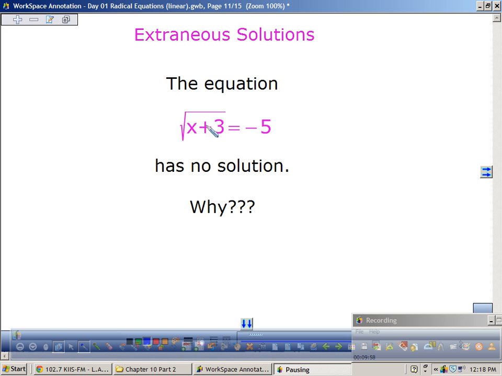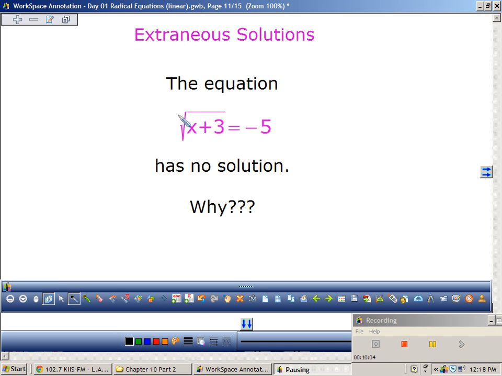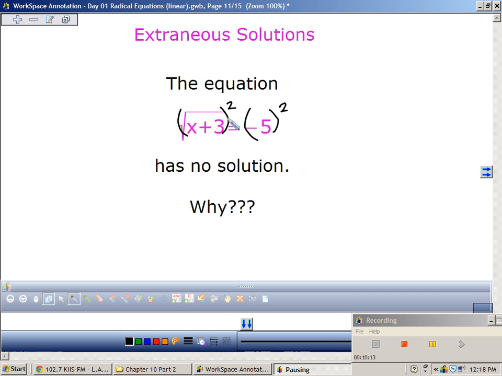So let's do this one. How would I solve it? Square both sides, right? You'll see in just a second. When I square a square root, the square root falls off, right? So what am I left with? X plus 3 equals positive 25. That's the reason that this doesn't work, because I just squared a negative, and so the negative went away. So when I subtract 3 from both sides, I get x equals 22.